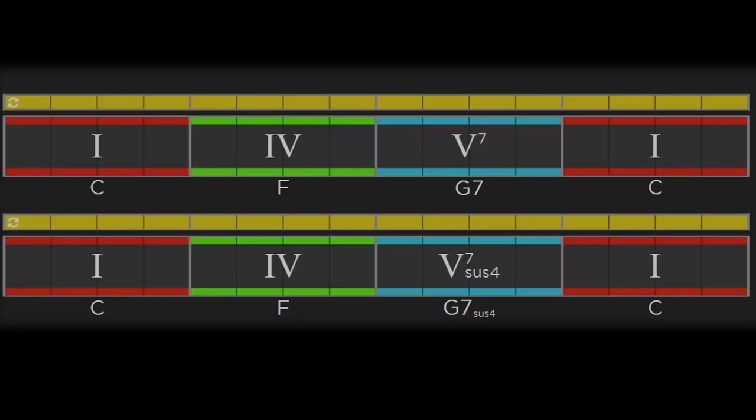In this first example, I'll demonstrate the 7sus4 chord in its most widely used position as the 5 chord, heard before the 1 tonic chord. This is how you would typically use standard dominant 7th chords, and as such are a good starting point for 7sus4 chords. Listen to the difference between them here.